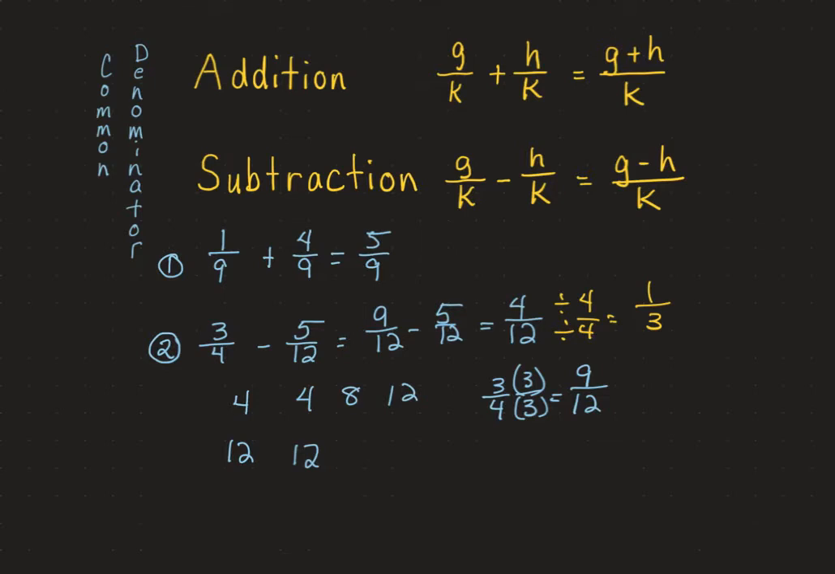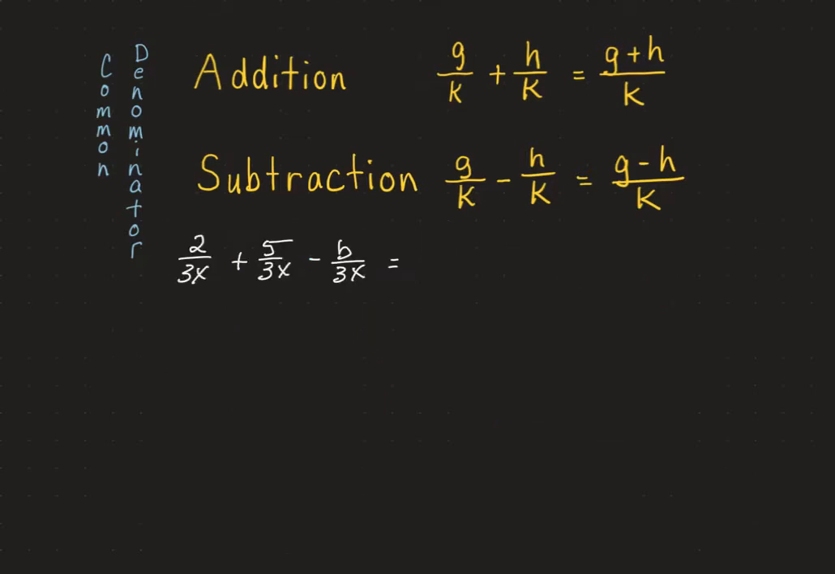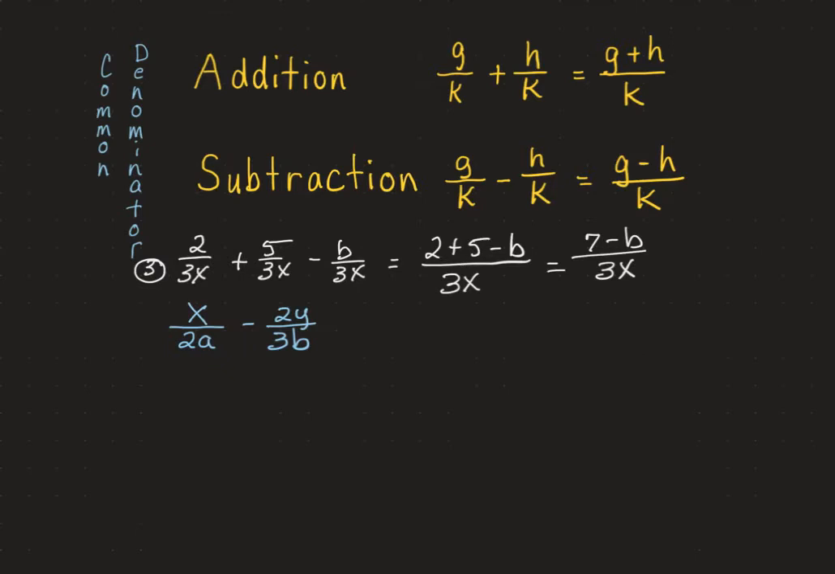Let's move on to fractions in algebra. As long as all of the fractions have that same common denominator, you can add or subtract as many as you want. Simply combine all the like terms in the numerator and keep the denominator the same. If you do not have a common denominator, you will need to find one.